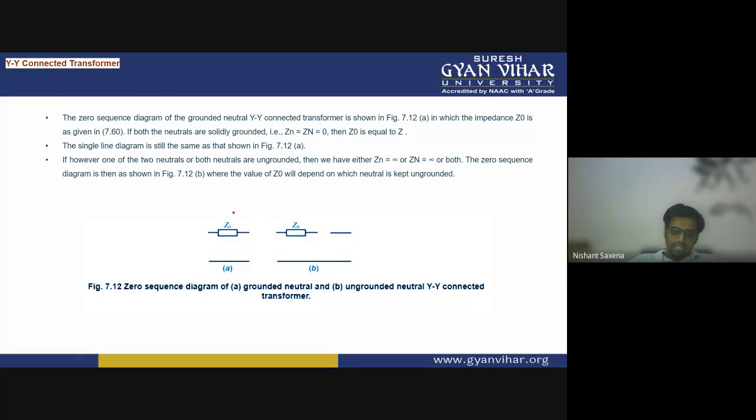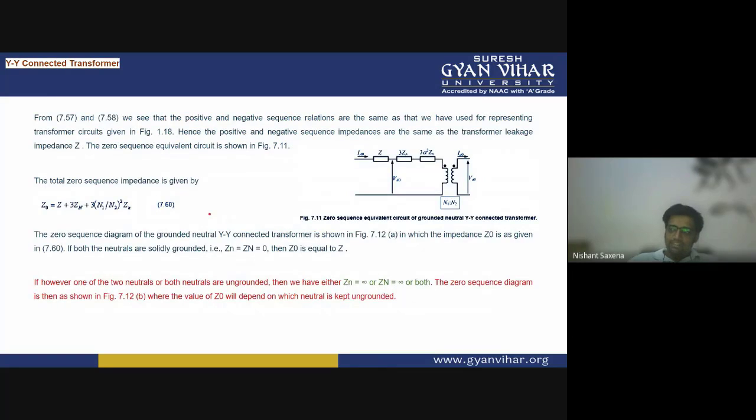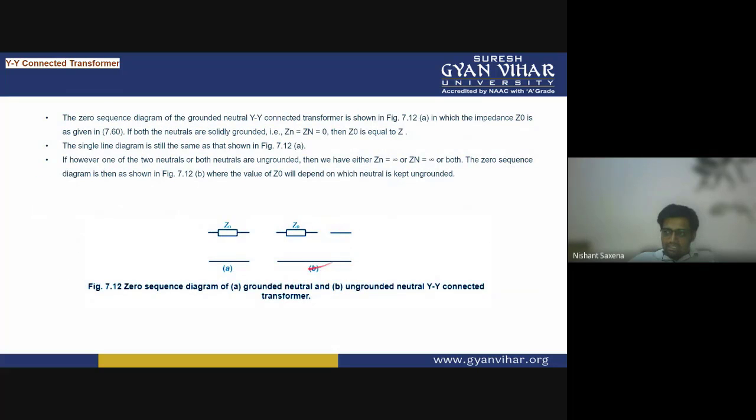Now, if the neutral is not grounded, for example, if we assume that the secondary side is not grounded, that is Zn is equal to infinity, or Zn is also infinity, or both, then what will happen? Then this will be open. That is your ungrounded neutral star-star connected transformer.